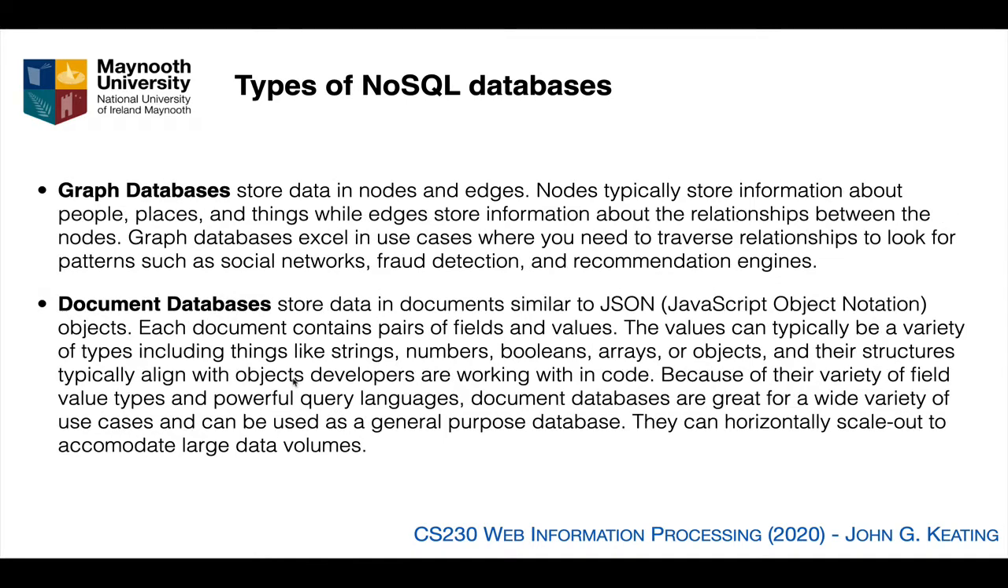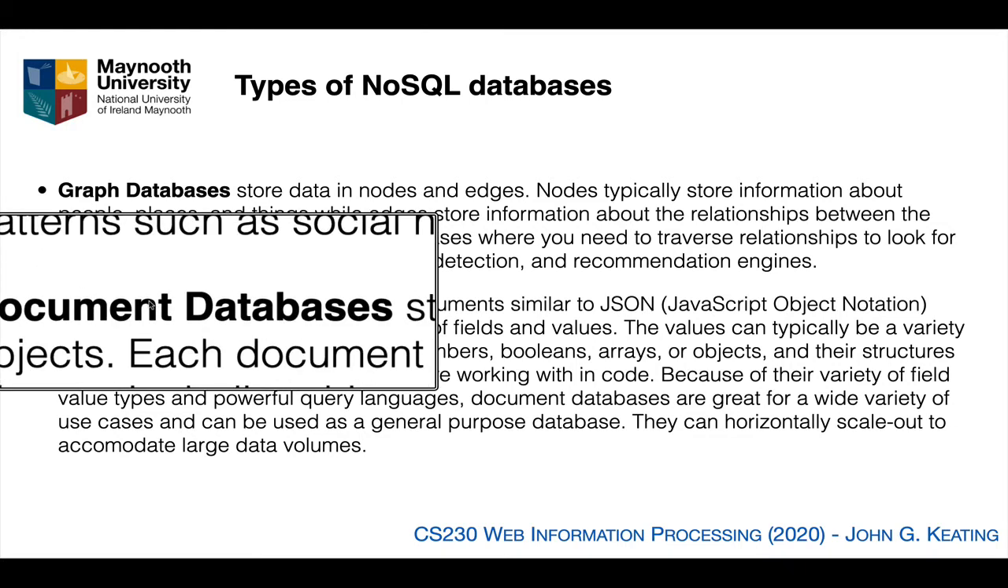Okay, two more. We have graph databases, which I mentioned already, and they're great because they're useful for storing data in nodes and edges. And you've seen this maybe from your database courses, but you've also seen graphs in your data structures and algorithms modules. So nodes typically store information about people, places, and things, and edges store information about the relationships between the nodes. Graph databases excel in use cases where you have to traverse relationships to look for patterns, such as social networks, fraud detection, recommendation engines, all those kinds of things, and that's super for those. And Neo4j, of course, is great for this stuff. In fact, you can use MongoDB too, of course, where you represent the data as documents.